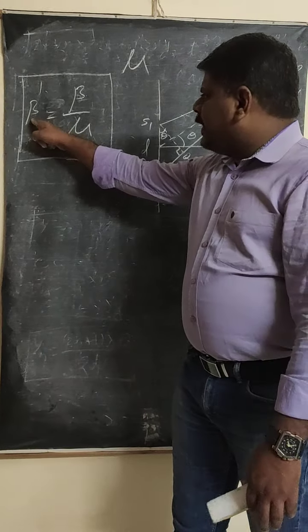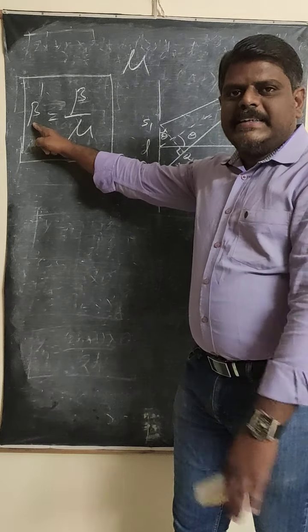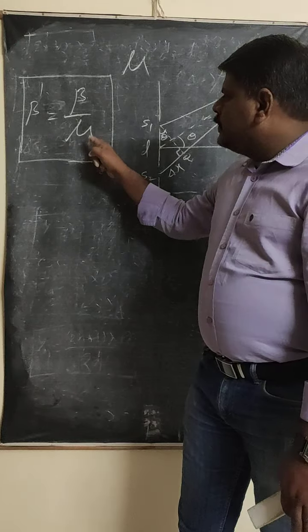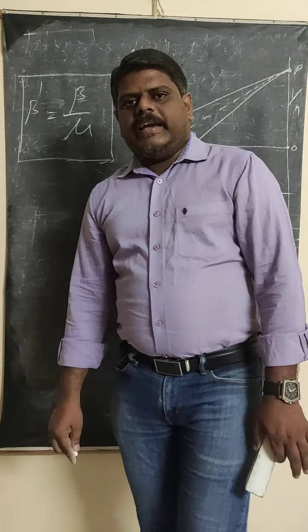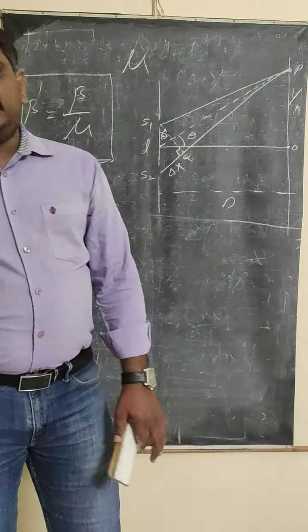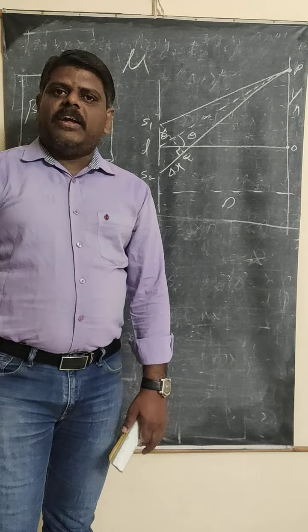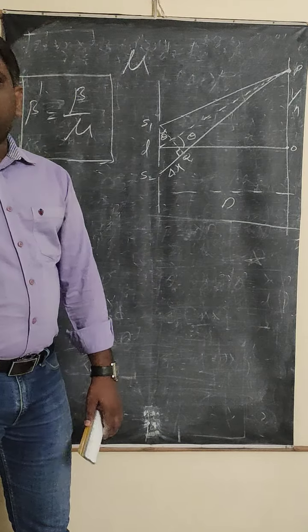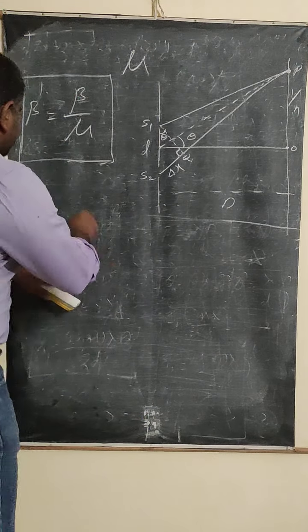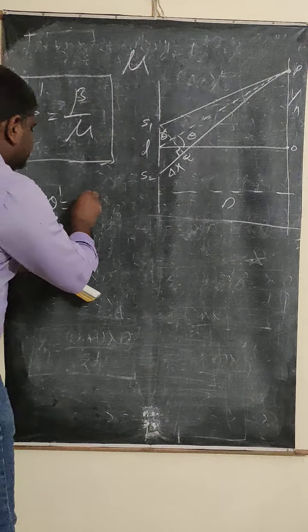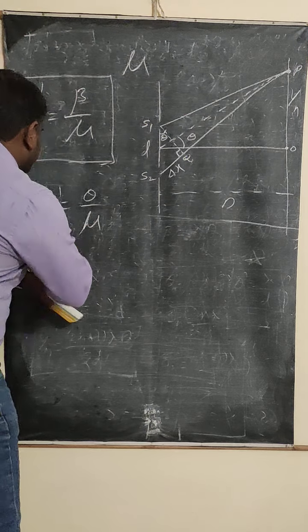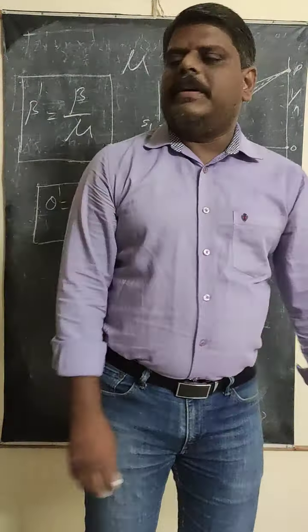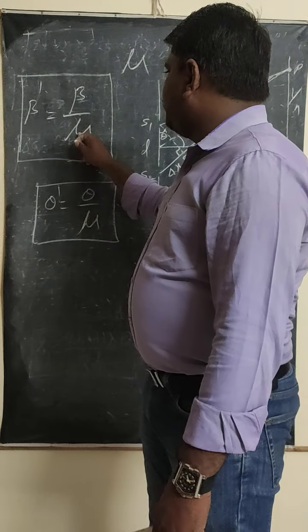Refer to the terms: beta dash is the fringe width inside the liquid, beta is the fringe width in air, mu is the refractive index of the liquid. This is the fringe width, then what happens to the angular fringe width? Definitely, if the fringe width decreases, the angular fringe width also decreases. That means the angular fringe width can be represented by theta dash is equal to theta by mu. So both these formulas are also very important. You have to remember. Okay, beta dash is equal to beta by mu.